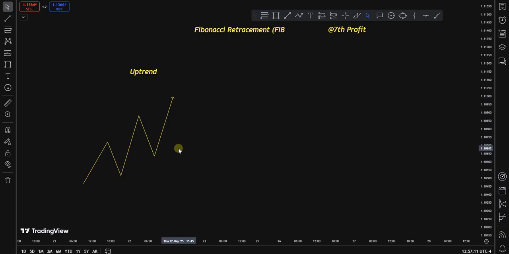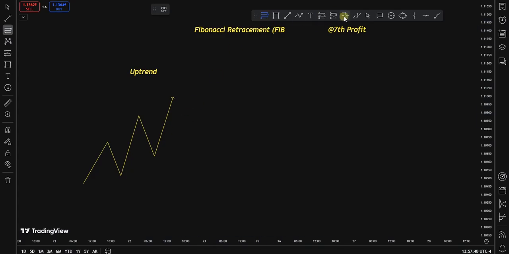When the market makes a strong move up just like this, it often pulls back. Like I said, what is a pullback? It retraces before continuing in the same direction. So Fibonacci levels help traders predict how far this pullback might go. So like I said, we are in an uptrend, so you take your Fibonacci retracement.